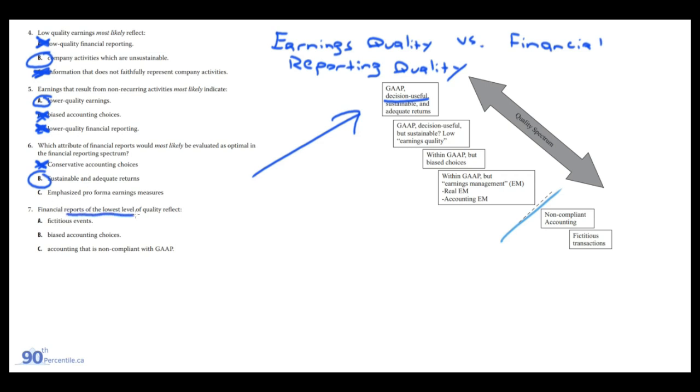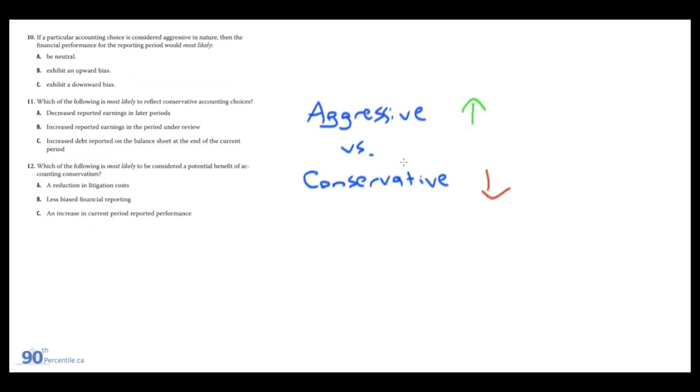And then at the very end of the spectrum, the lowest level of quality is fictitious transactions. Here we're talking about aggressive versus conservative accounting, and this is related to the underlying assumptions that are taken in financial reports and the bias that can go into some assumptions. Put really simply, aggressive assumptions increase your financial position. So it could be making your balance sheet look better, making your revenue look better, net income, whatever, just makes everything look better in the current period.